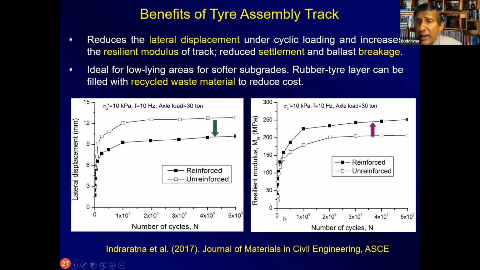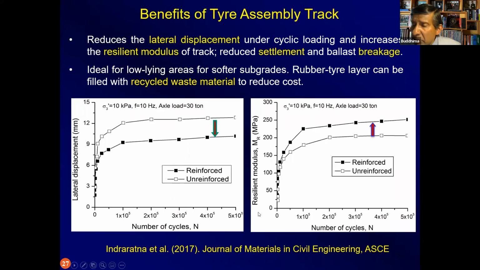With the rubber tire assembly, 2 key contributions are provided. One is that you decrease the lateral displacement at any given time. The horizontal axis here is the number of cycles, and the lateral displacement is plotted in the vertical axis. And as you can see, when you have the rubber tires, the lateral displacement is decreased substantially from the track that does not have these rubber tires.